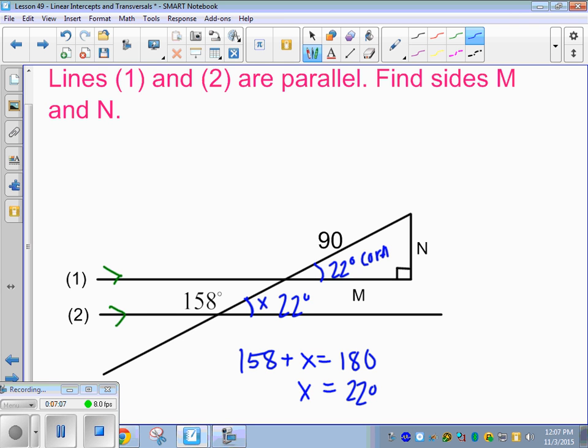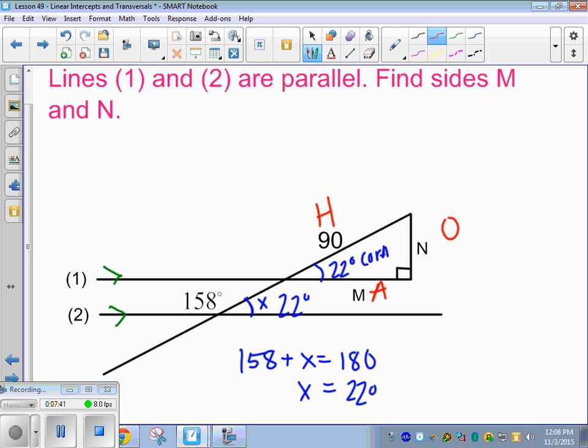Now I'm trying to find m and n, so I'm going to go ahead and label the whole triangle. So just like last time, 90 is going to be my hypotenuse. It's across from the right angle, so I know it's my hypotenuse. Last time we also decided that n is opposite because it's directly across from my 22 degree angle. The only thing left over is adjacent, so my m must be adjacent, which sounds good to me because it's right next to that angle. So whatever is right next to the angle is going to be my adjacent side.